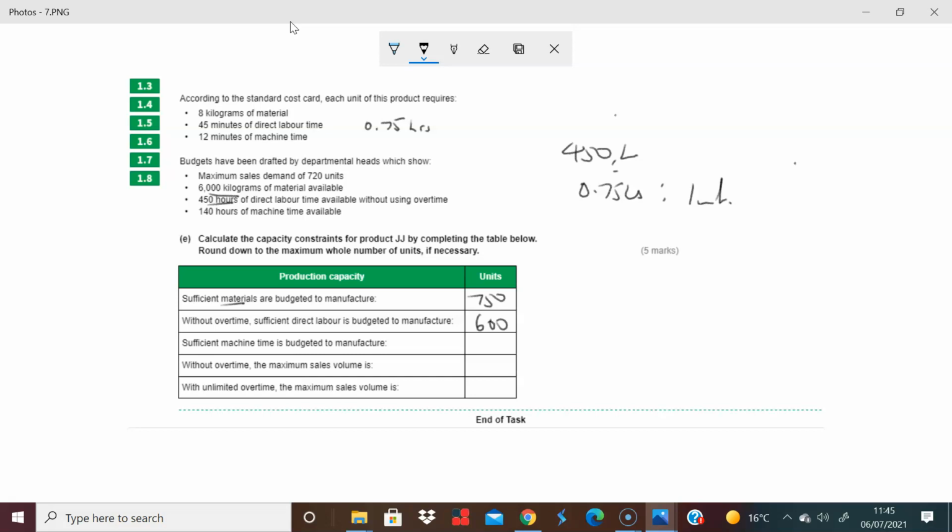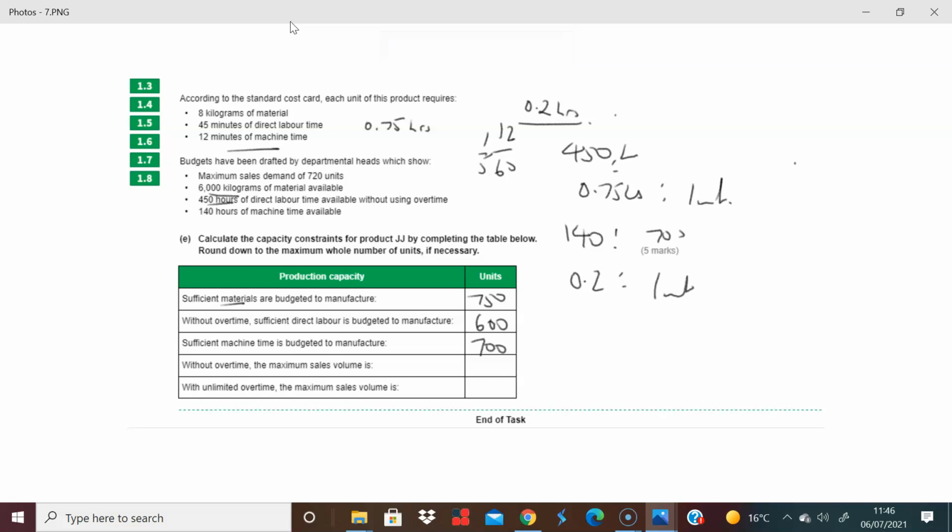So then machine time is budgeted to manufacture. Again, here we're told 12 minutes will make 1 unit, so 12 over 60, which is 1 over 5. That's 20% of an hour, so that's 0.2 hours. And you currently have 140 available. So 0.2 will make 1 unit, and therefore 140 divided by 0.2 will give you 700. So we have 700 units.